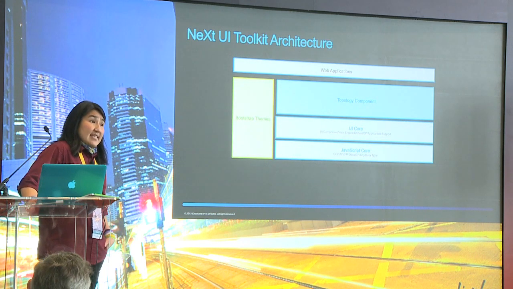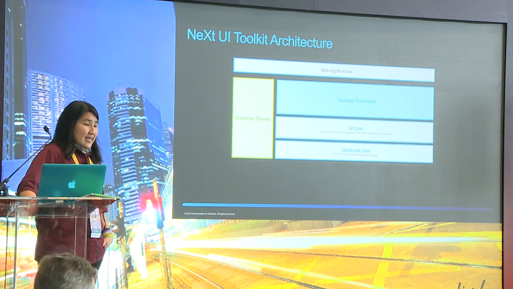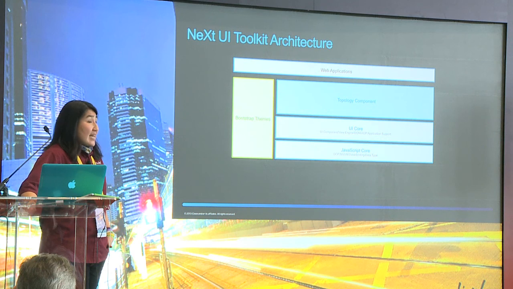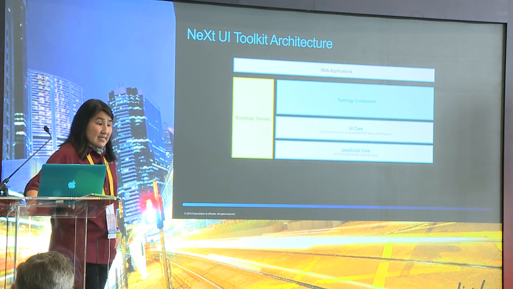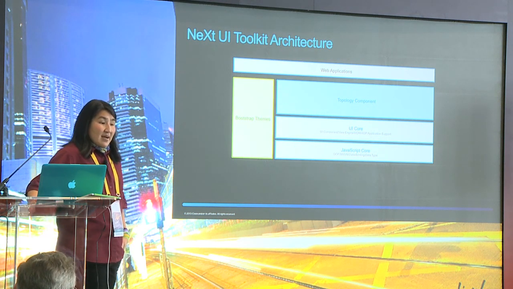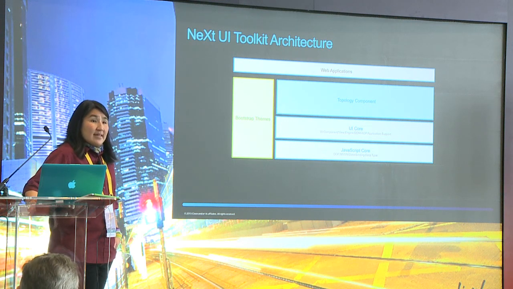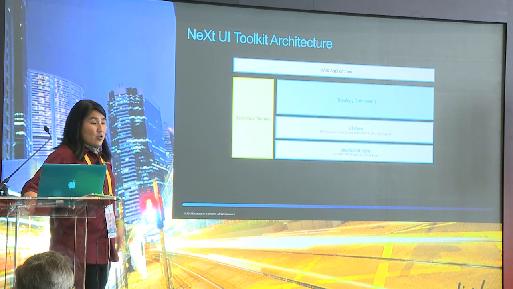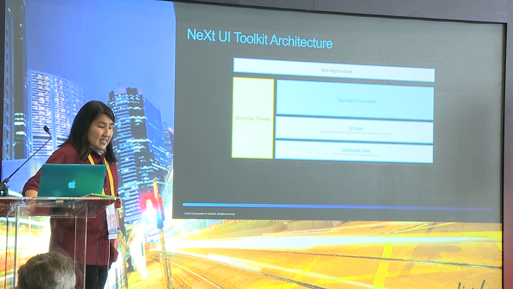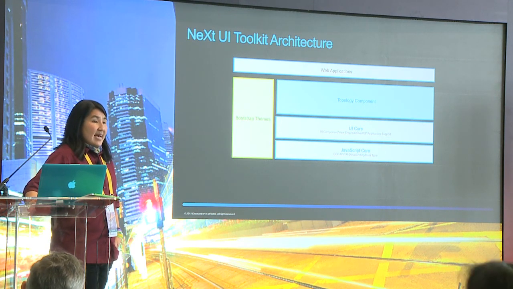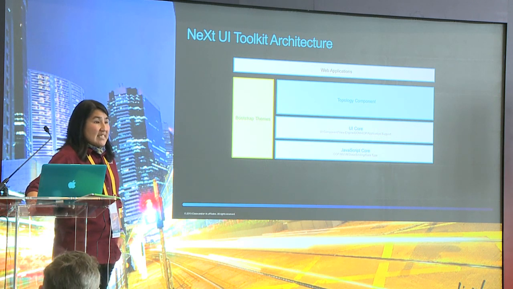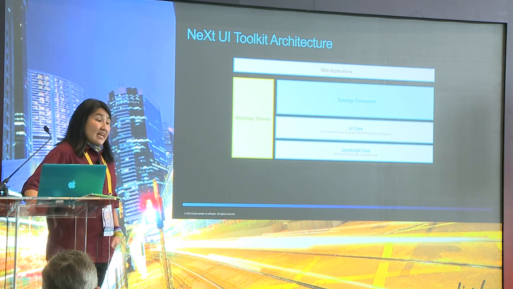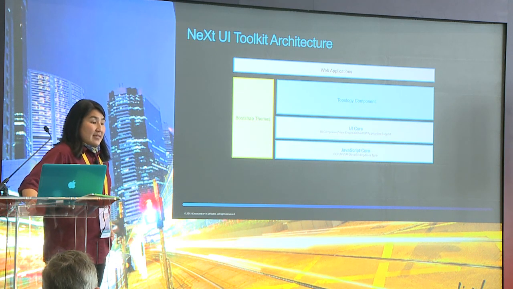The actual toolkit itself has the following architecture. At the bottom, there's the JavaScript core. That's what we talked about that has a lot of those performance enhancements, and it has the NeXT framework itself. On top of that, there's a UI core that lets you do basic and advanced UI capabilities. And then on top of that is the topology component, which gets into the network-specific enhancements that we've added. And then you can create great web apps on top of that.